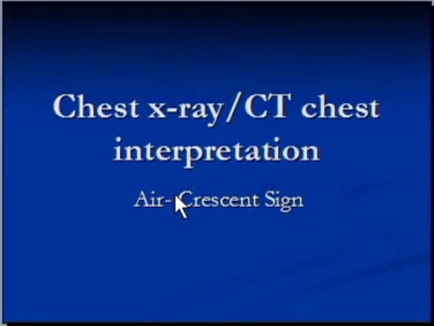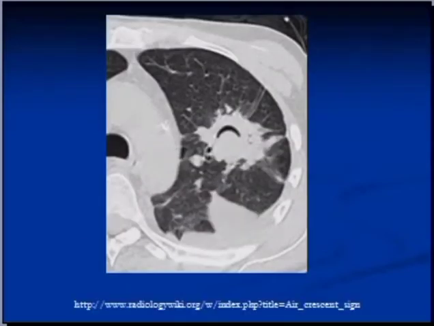Chest X-ray, CT scan, chest interpretation, air crescent sign. You are seeing a CT scan image in lung window taken at the level of aortic arch. This is obviously left lung, clearly showing more than one abnormality.